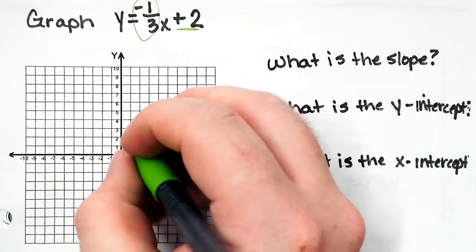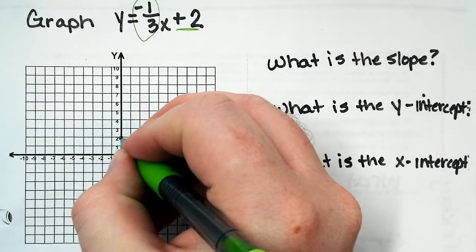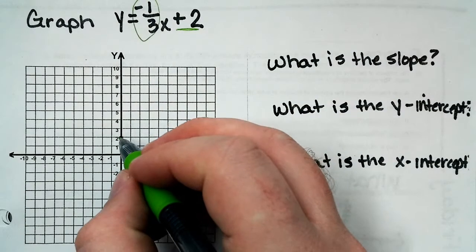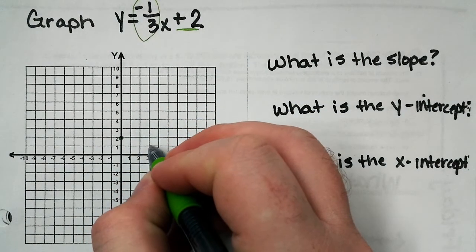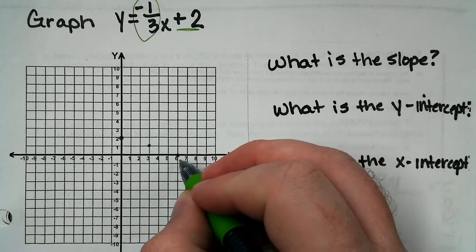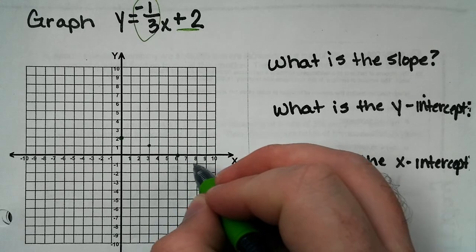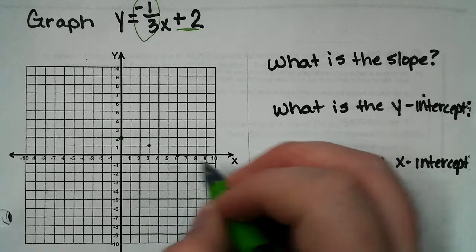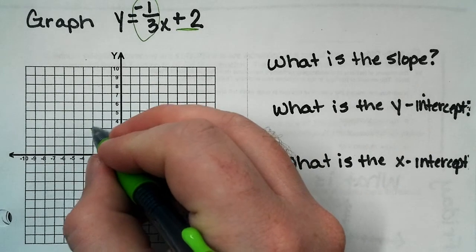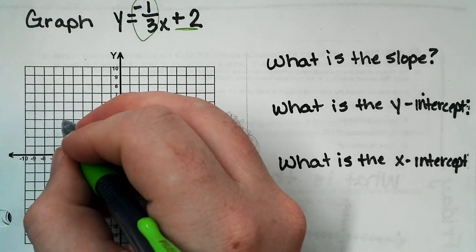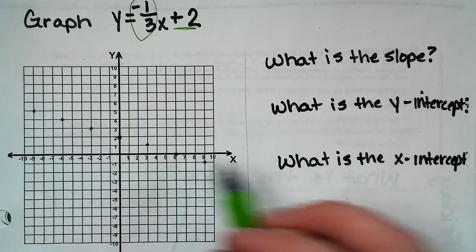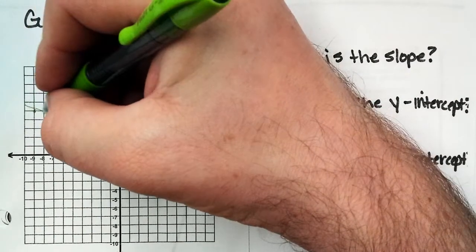So at positive 2, that is my y-intercept. The slope is negative 1/3, so from here, down 1 over 1, 2, 3, down 1 over 1, 2, 3, and keep going. Ran out of room, we can go backwards, up 1, over 3, backwards, up 1, 1, 2, 3, and then I run out of room. So here is my line.